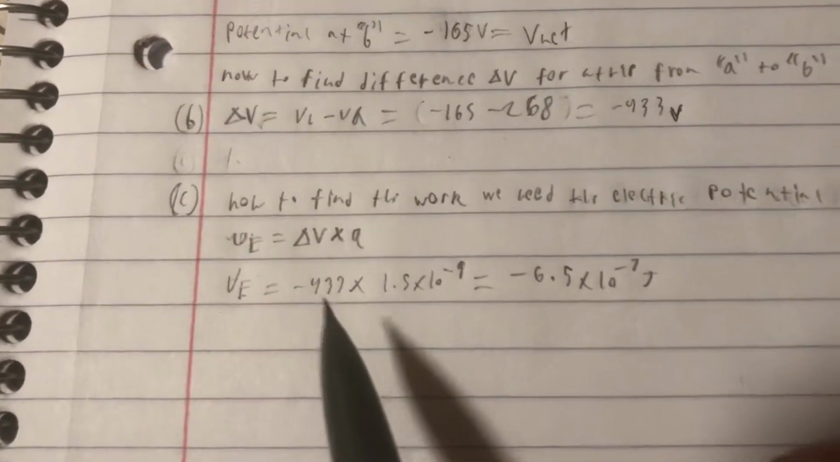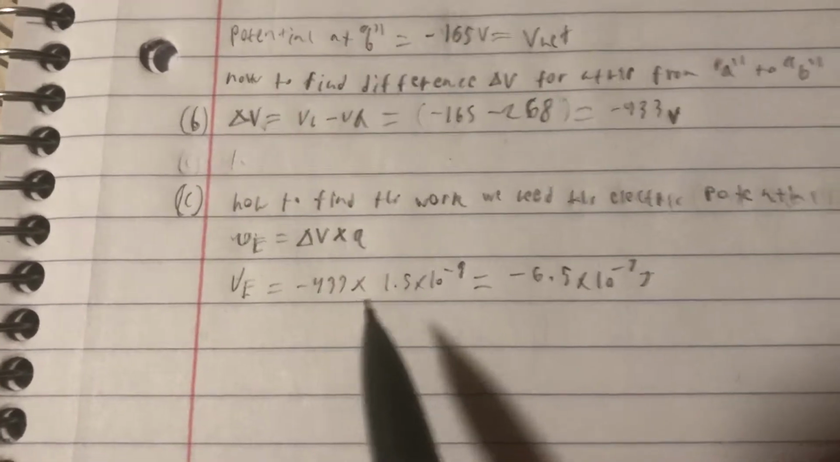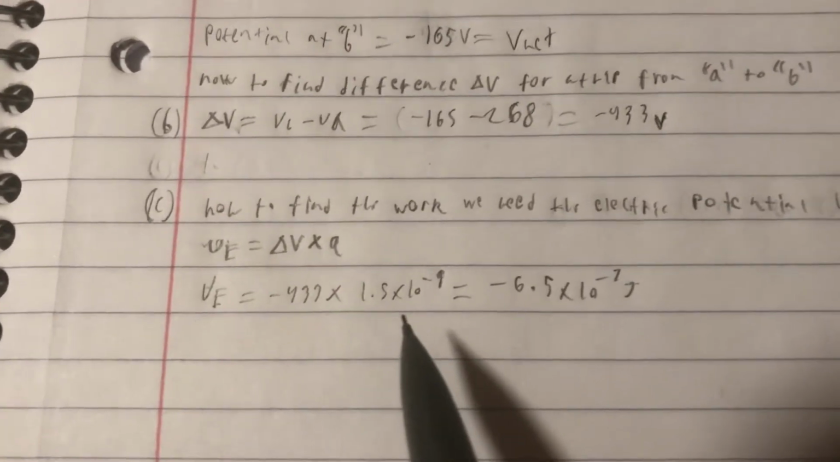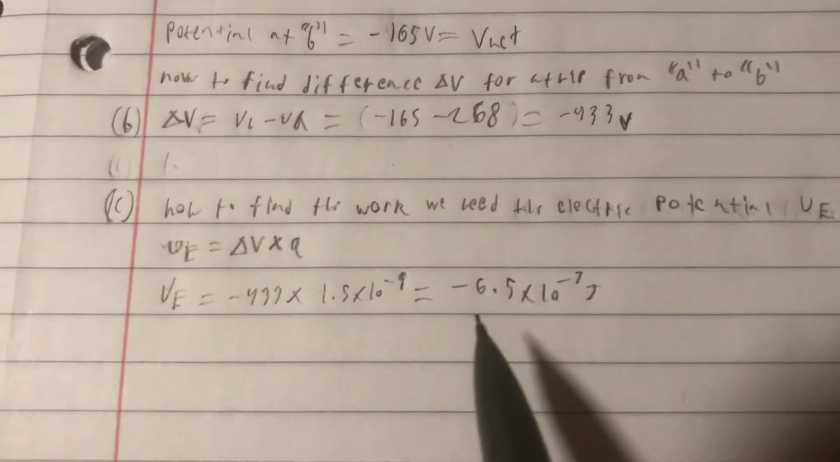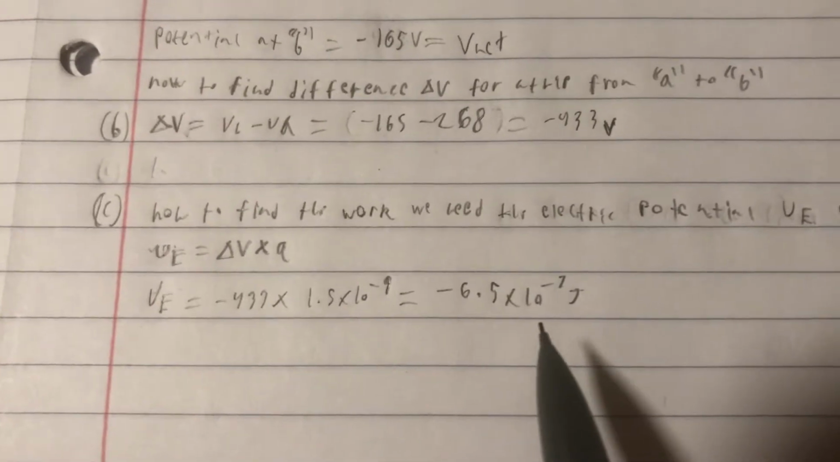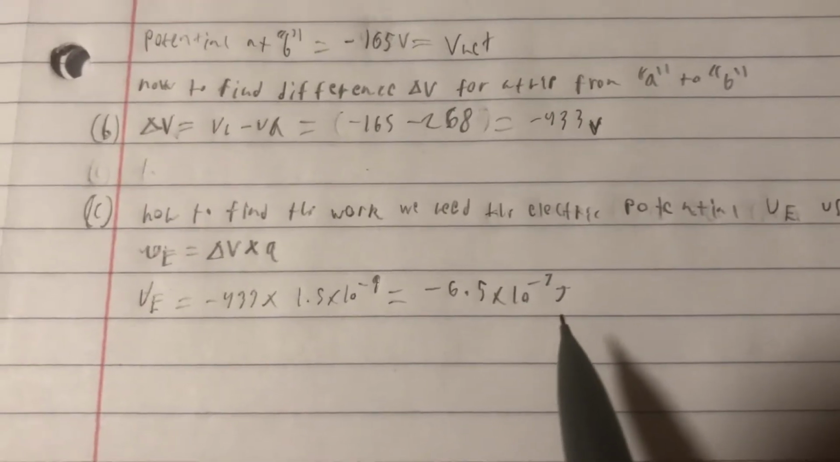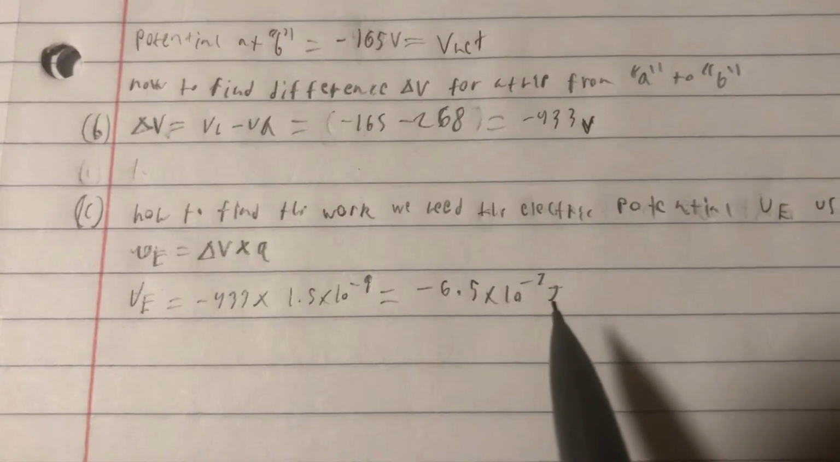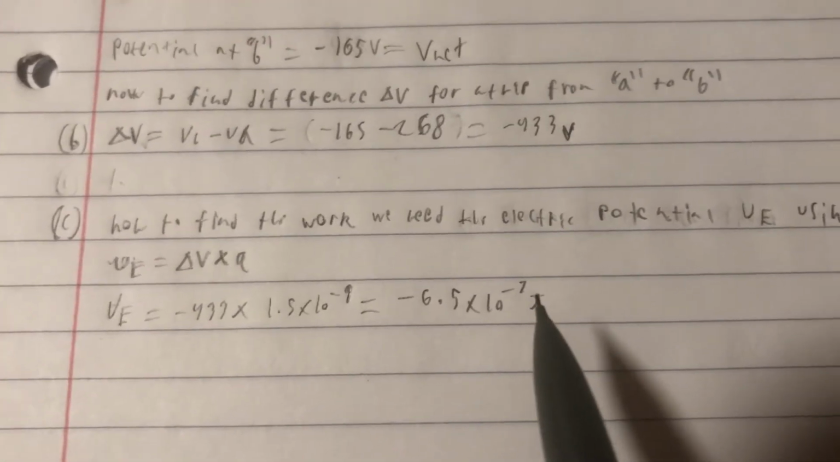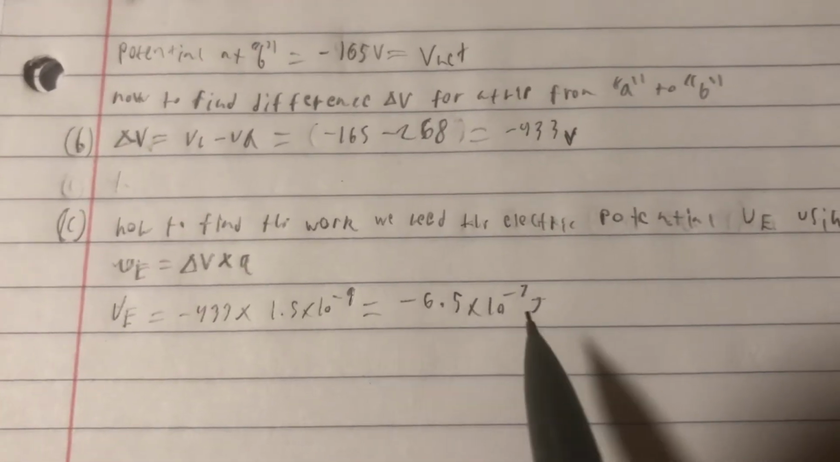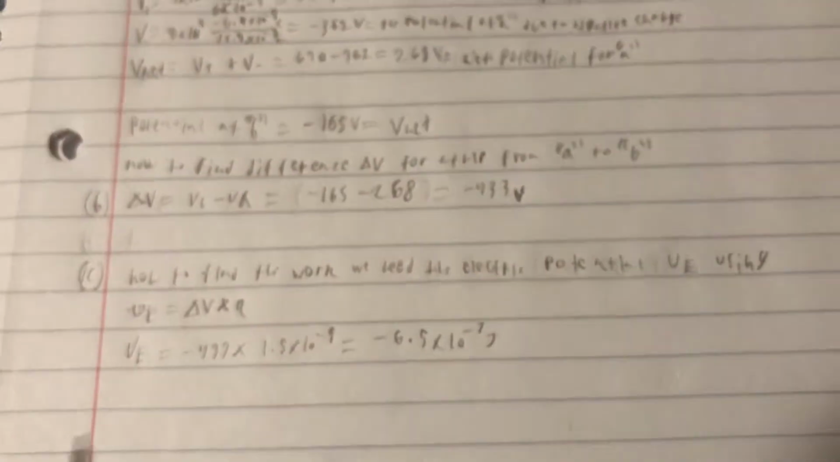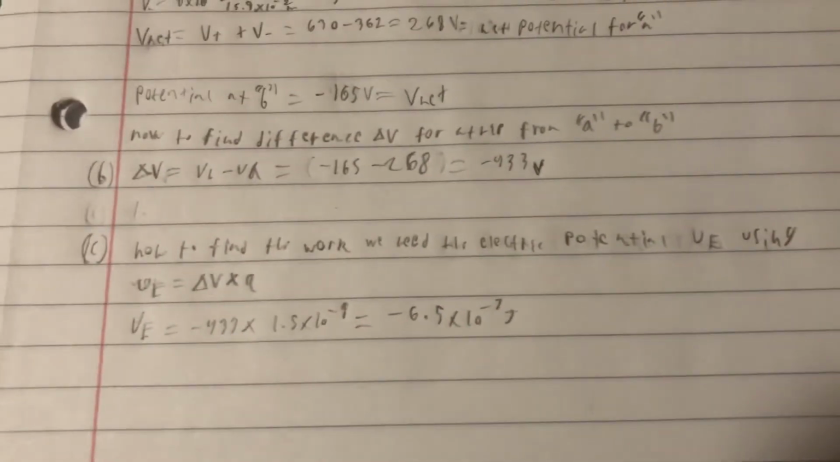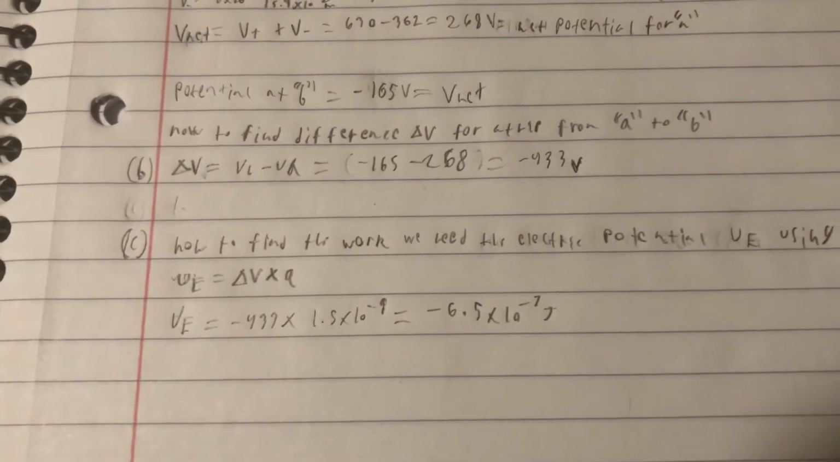So this one's pretty simple. All we got to do is take our delta V, our change of potential, and then multiply it by the point charge, and that gives us negative 6.5 times 10 to the negative 7th joules. So in other words, you probably wouldn't really need all that much work to actually be done, since this is negative right here. It would probably just be something that would happen on its own, really. So that's about it.